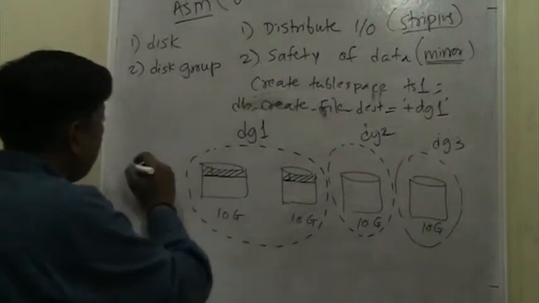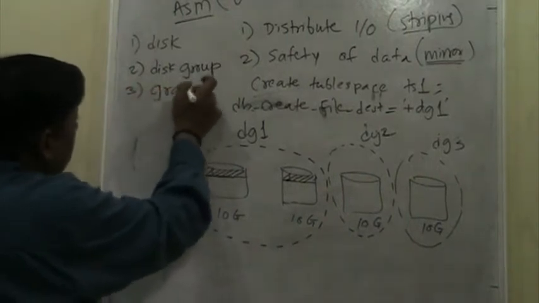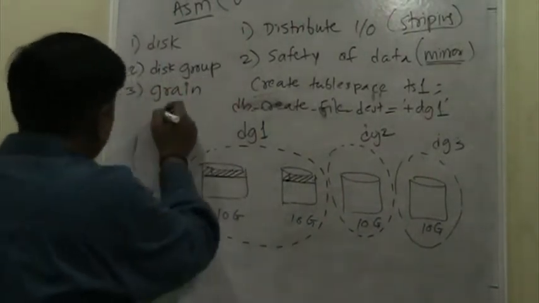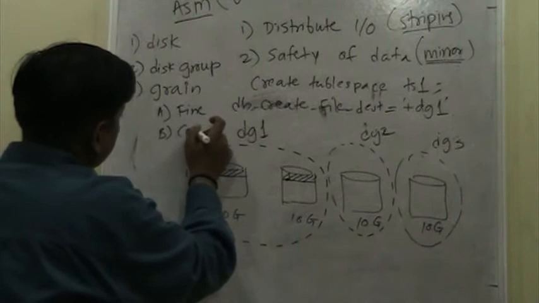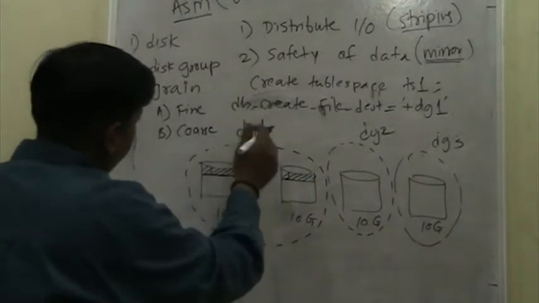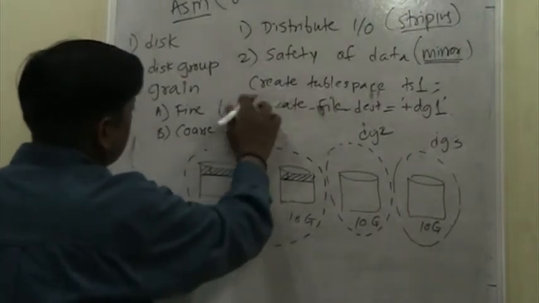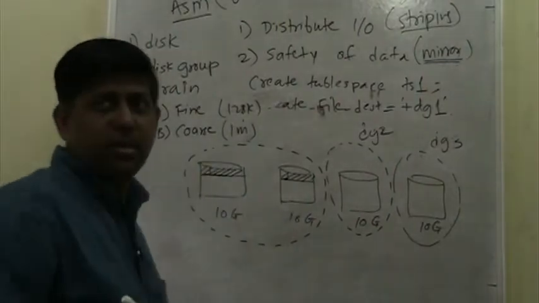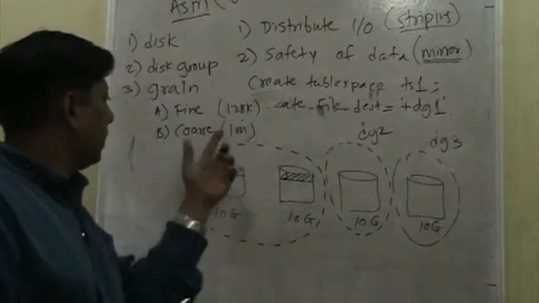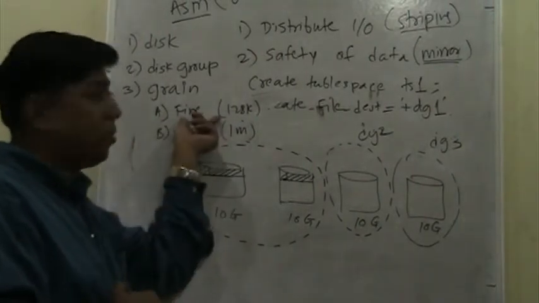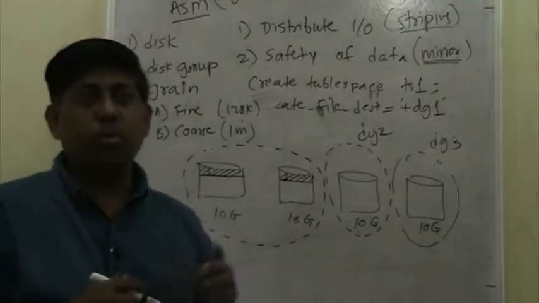And what is that one part? That is called a grain. Grain is another concept, and there are two types of grain. One is the fine grain, and the second one is the coarse grain. I believe coarse grain is 1 megabyte in size, and fine grain is I think 128 kilobyte. I need to check on this. But basically, control file striping happens in the fine grain, but data file striping happens in like 1 megabyte, the coarse grain.